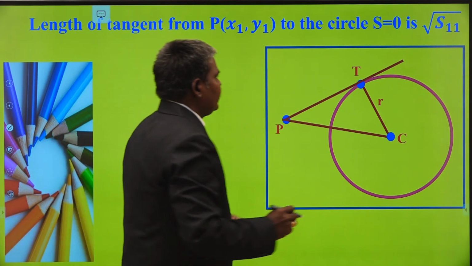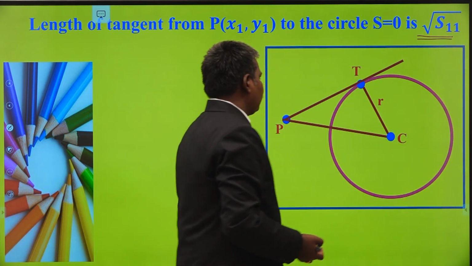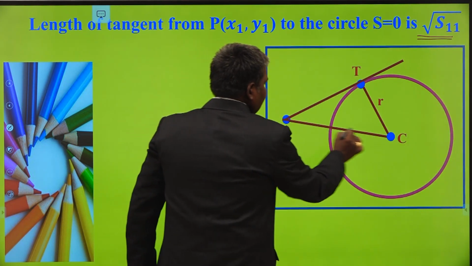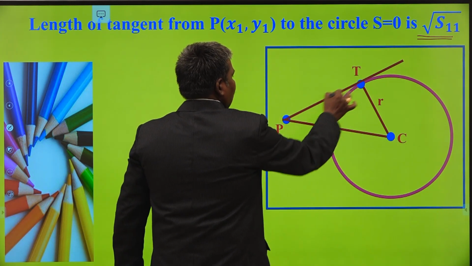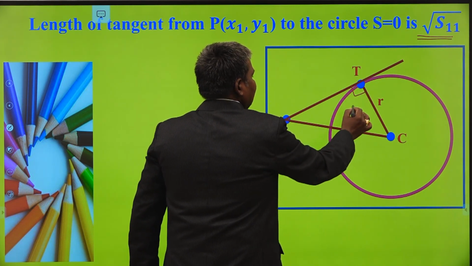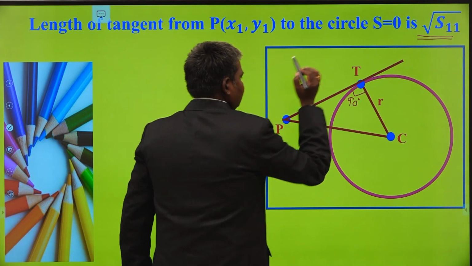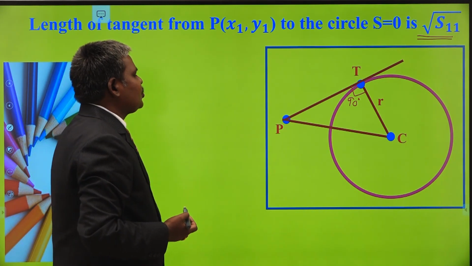We have to show that the length of tangent is root S11. It is very easy for you. What is the distance from here to here? CP. This is the length of tangent we are going to find out. This is the radius of the circle. What is the angle here? 90 degrees. The diagram itself gives the result to you.